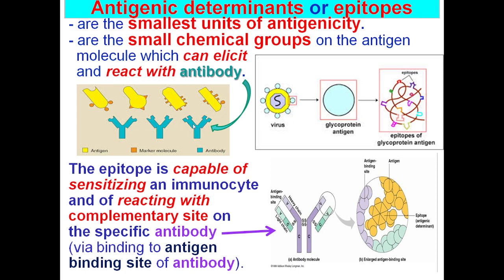Every antibody shown here has three ends, tails. The upper tails, first and second, have antigen binding sites, and these sites recognize specifically only one antigenic epitope. The spherical epitope is recognized by the left antibody, the triangle by the middle antibody, and the square by the right antibody. Epitopes are the smallest units of antigenicity. They are small chemical groups on the antigen molecule which can elicit and react with an antibody.